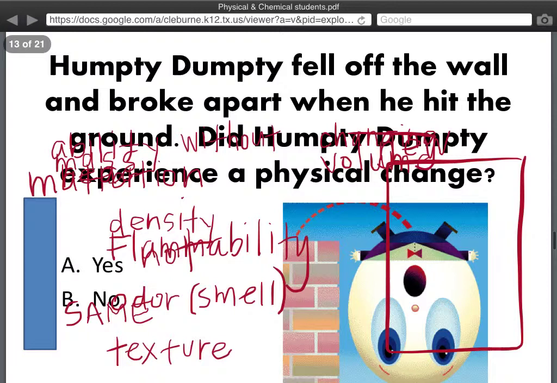Here's another question for you. Humpty Dumpty fell off the wall and broke apart when he hit the ground. Did Humpty Dumpty experience a physical change? A yes or B no. Answer those and we will discuss as a class.